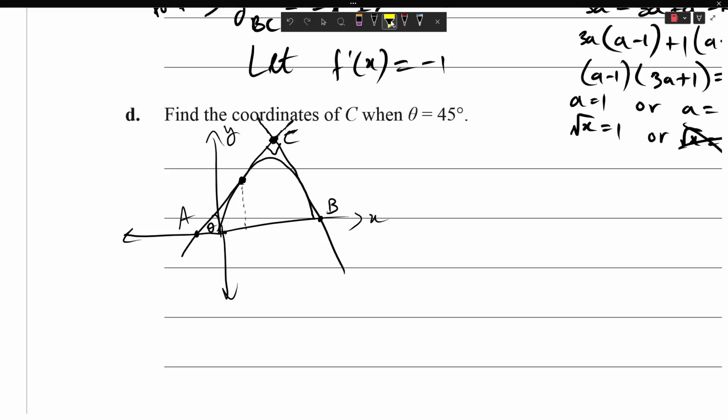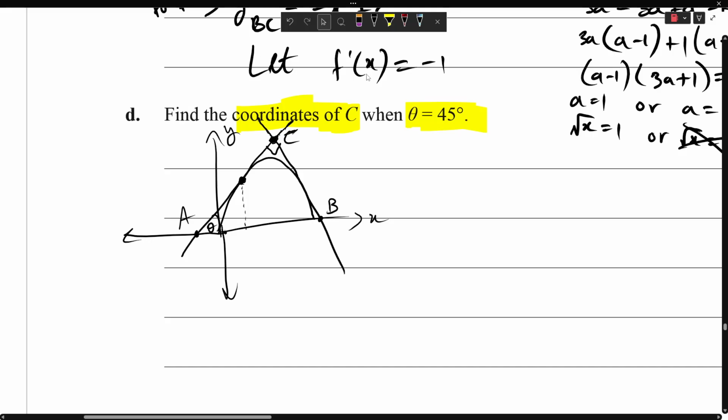Hey everyone, welcome back to the Methods 2017 Exam 1, and this video is going to be focusing on question 9D. This question tells us to find the coordinates of C when theta is equal to 45 degrees. To make things a bit easier, I've redrawn the diagram from the first part of the question back here so that we can visualize what's going on.